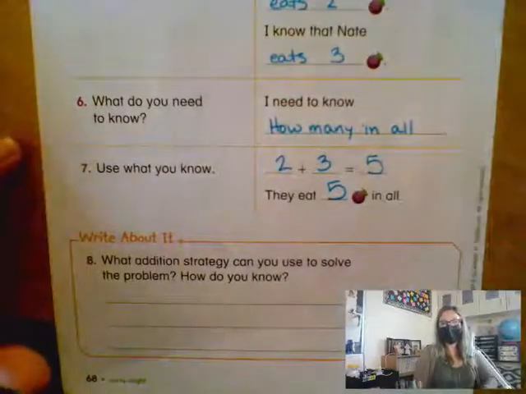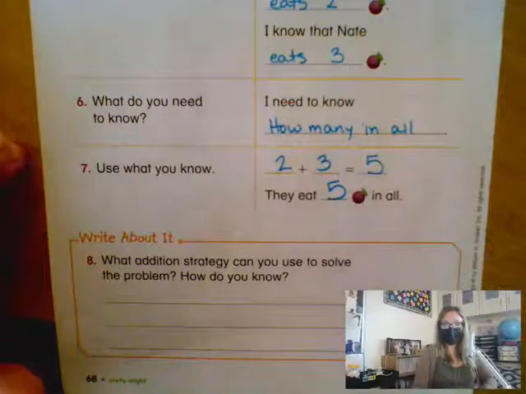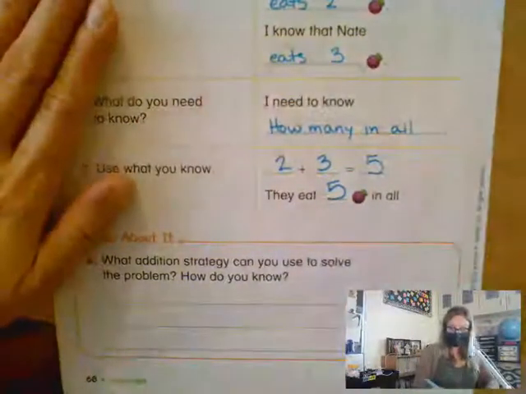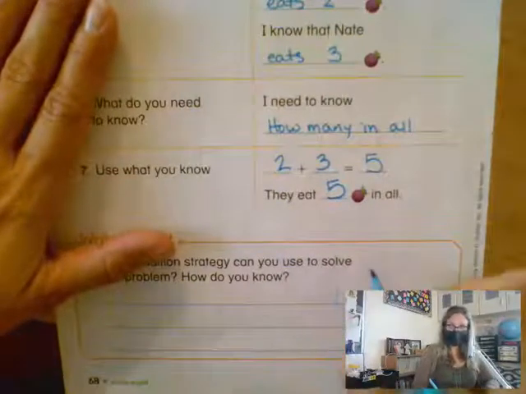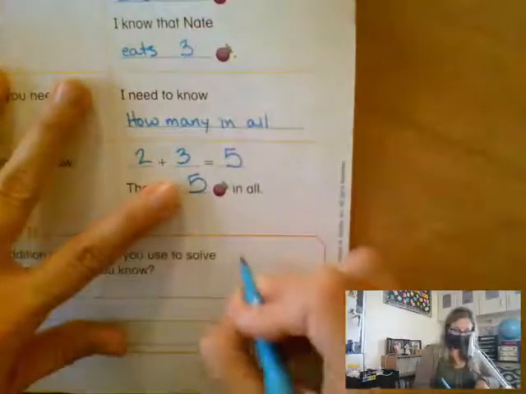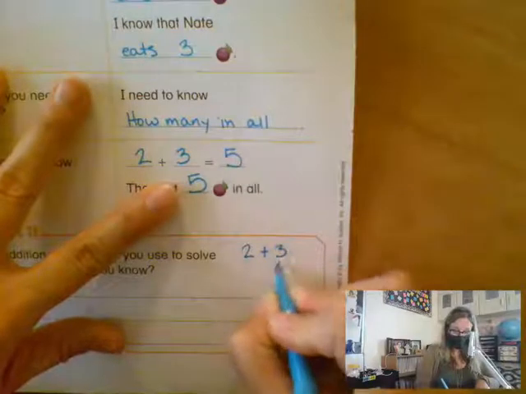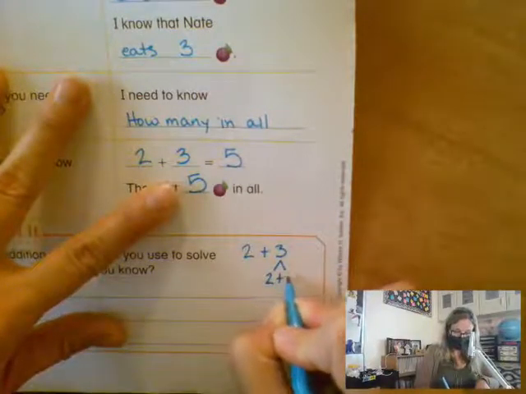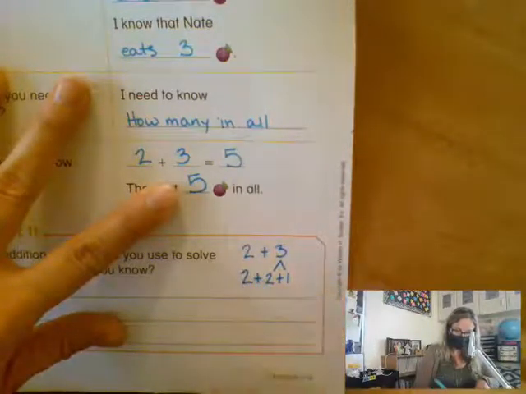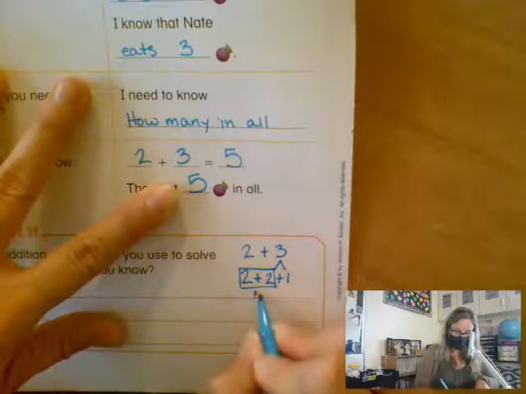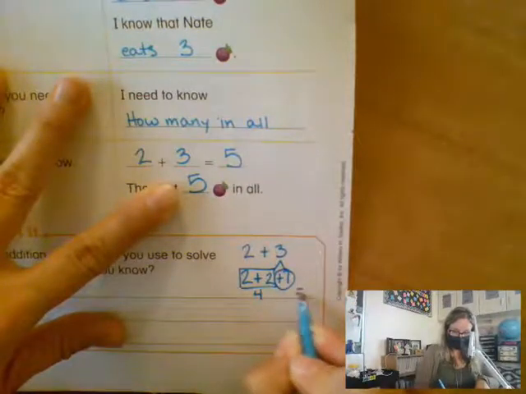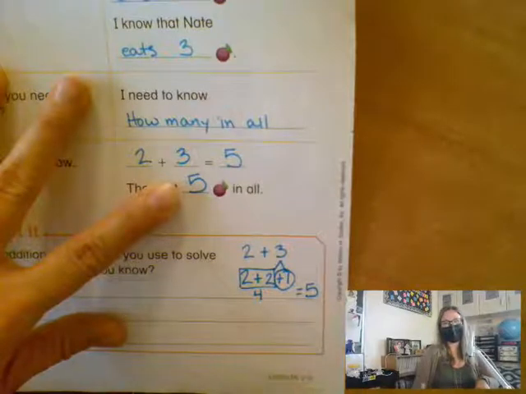Excellent. And at the bottom it says, what addition strategy can you use to solve the problem? Well, we could do a doubles plus 1, because if we look here, if I have 2 plus 3, I could break my 3 into 2 plus 1, bring down my 2 plus. Now I have 2 plus 2 is 4, plus 1 more equals 5.